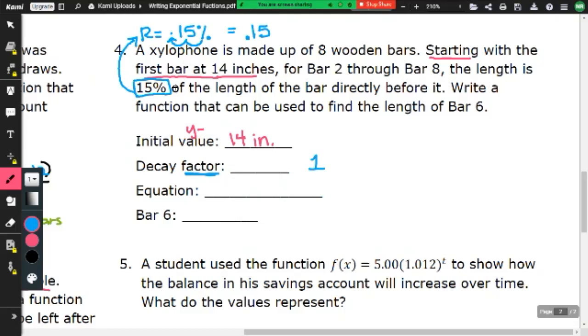Now I use my formula. 1 plus or minus the rate gives me the factor. How do you know it is minus? How do you know it's decreasing?